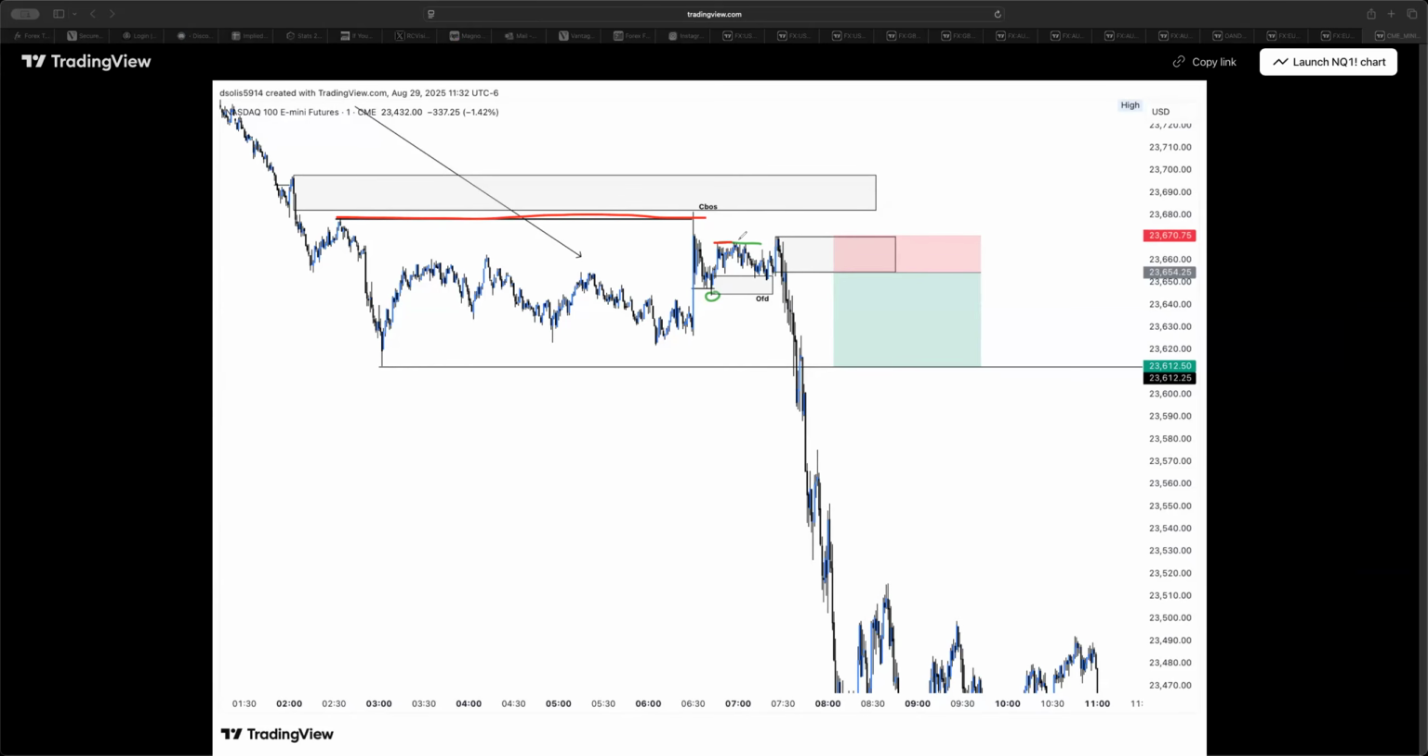I see. Internal equal highs. Highs are taken. Then you break internally here, and then you use the buy to sell. Very good. Very good.